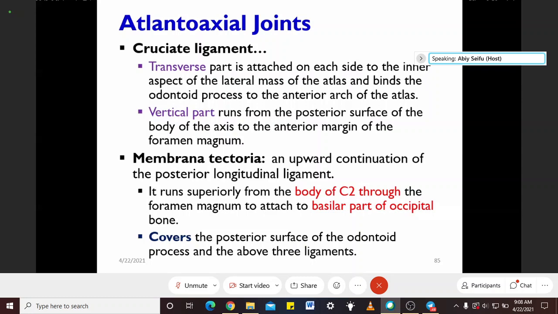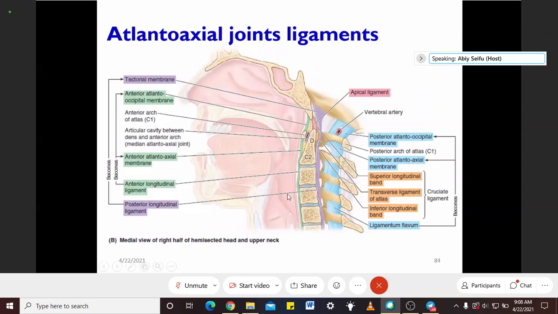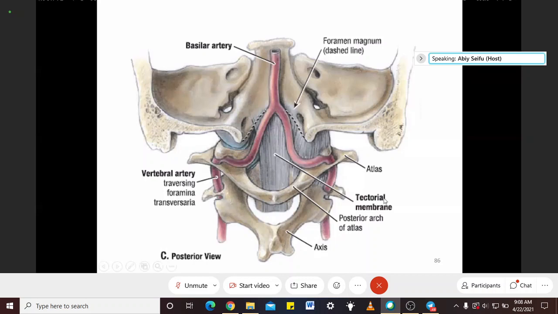Now the other ligament is a continuation of the posterior longitudinal ligament, the tectorial membrane, which covers all those short ligaments. It is inserted somewhat superior to the margin of the foramen magnum, on the basilar part of the occipital bone. You see, this tectorial membrane inserts over the basilar part of the occipital bone. It covers the posterior surface and forms the anterior surface for the vertebral canal. The vertebral canal is just posterior to this membrane.